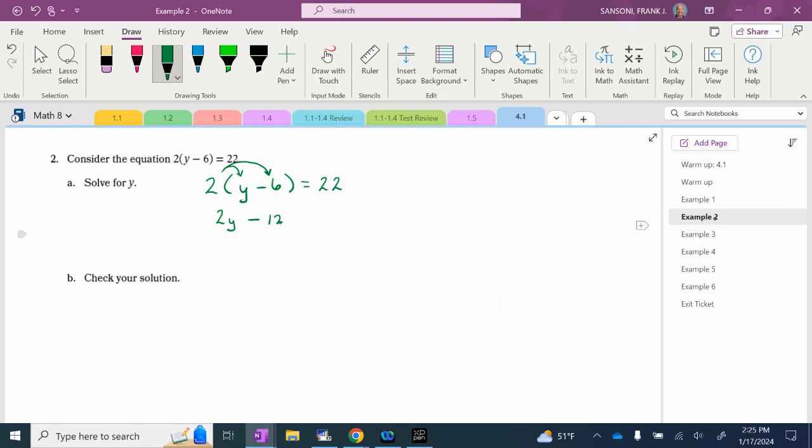Someone in my last class said, well, that's not a negative 6, that's minus 6. It's the same, right? Because minus 6 means plus a negative 6. So subtracting something means adding the opposite. If you do see it as a negative 6, it makes it so much easier to say, oh, 2 times negative 6 is negative 12. Well, if my goal is to get y by itself, what do I want to get rid of first? I want to get rid of the negative 12, right? So I want to add 12 to both sides.